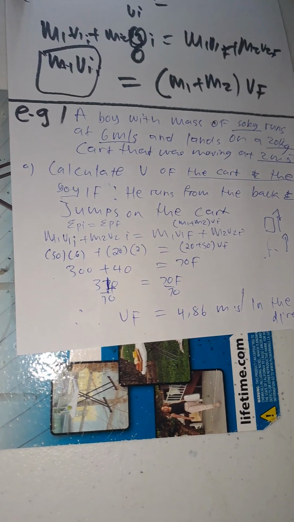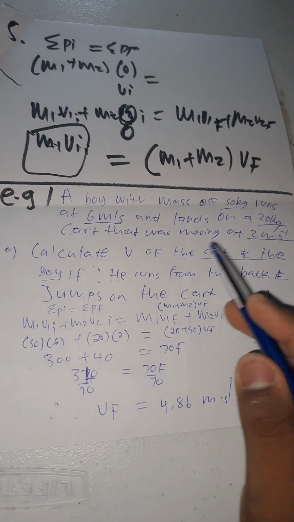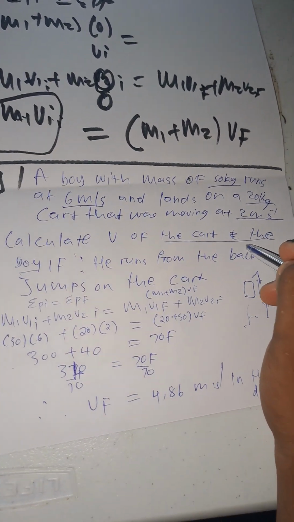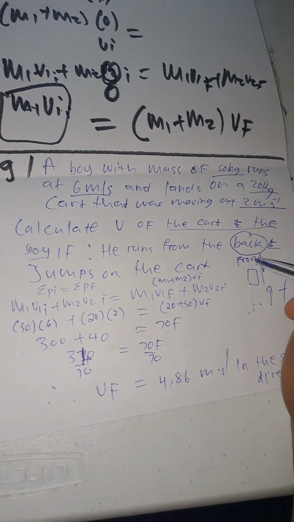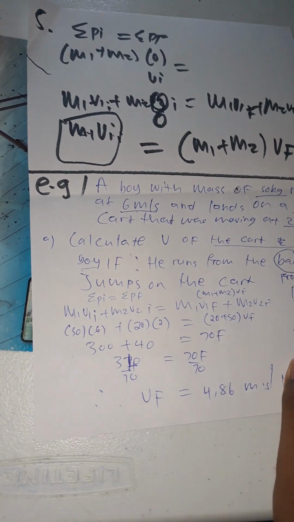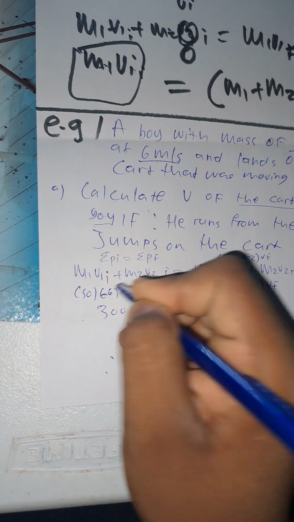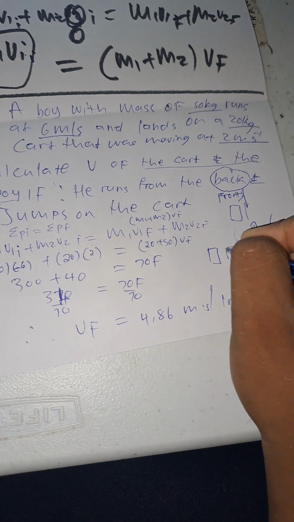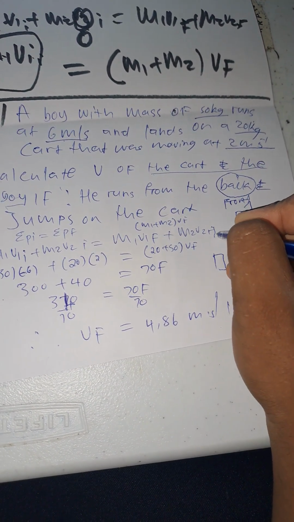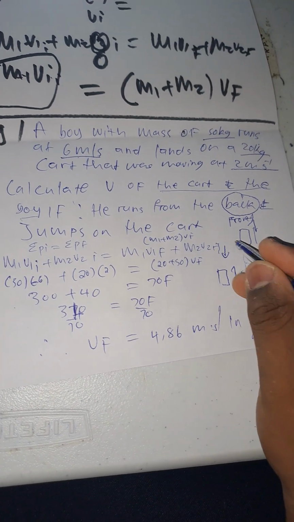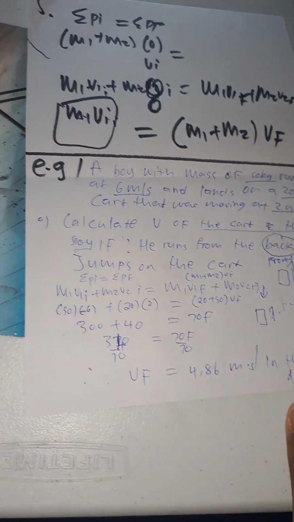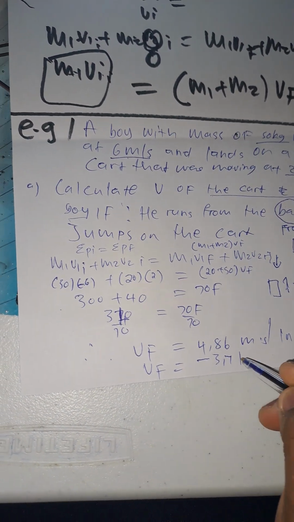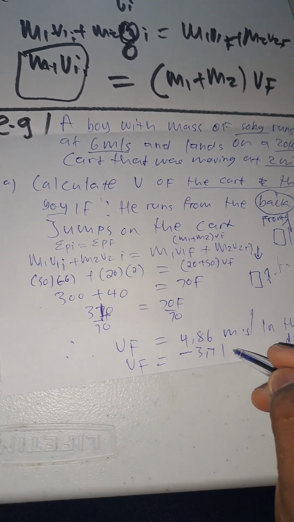So let's check another one. Let me show you something. They said calculate the velocity of the cart and the boy if he runs from the back. Now let's change from the back and write from the front. What is going to change? Everything is the same except this one. It's going to be -6, because the skateboard is moving that side and the boy is coming from the front. So this is positive, this is negative. Because it is coming in the opposite direction, when I calculate my values, VF is equal to -3.71 meters per second.